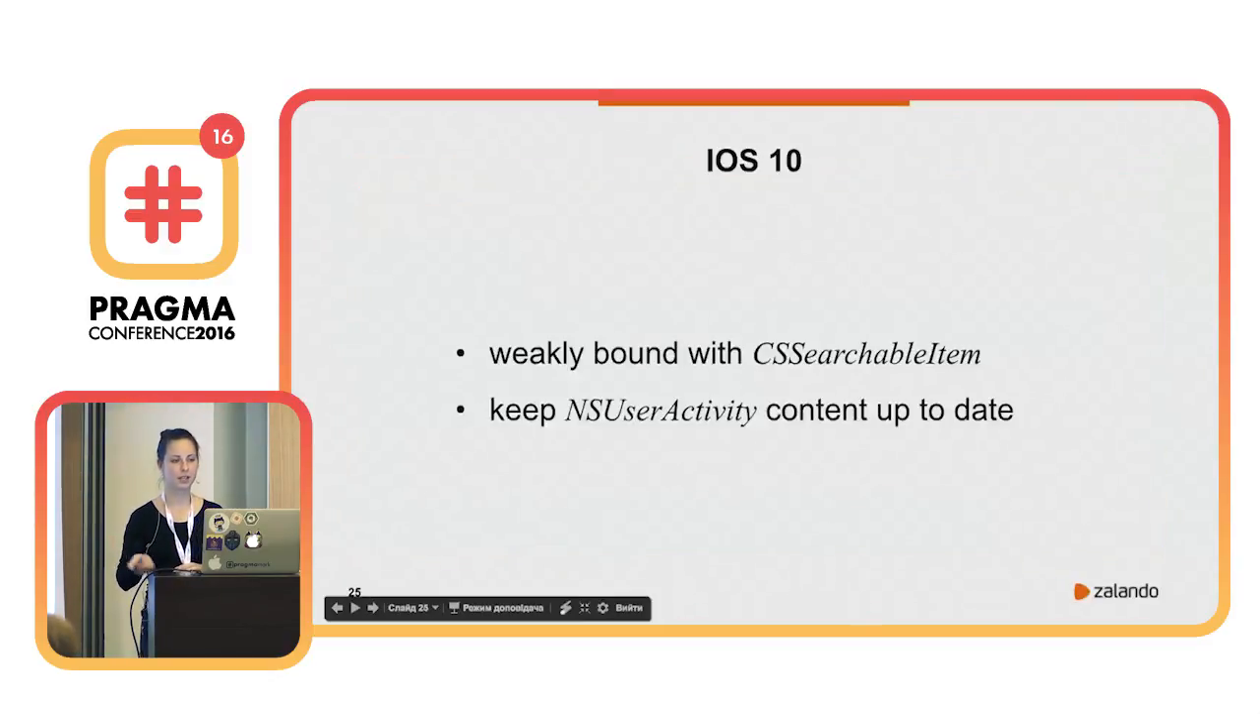What's new in iOS 10, we have weak binding with the searchable item. It means that even if you didn't index the searchable item, but somewhere in the future we will index it, we can still link it with an activity that already exists.